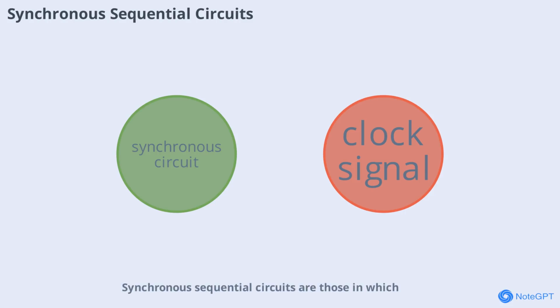Synchronous sequential circuits are those in which changes in state occur only at specific times, determined by a clock signal. This synchronization ensures that all parts of the circuit update together, reducing the risk of timing errors. Synchronous circuits are the backbone of modern digital systems, from microprocessors to memory devices. Their predictable behavior makes them easier to design, analyze, and troubleshoot.